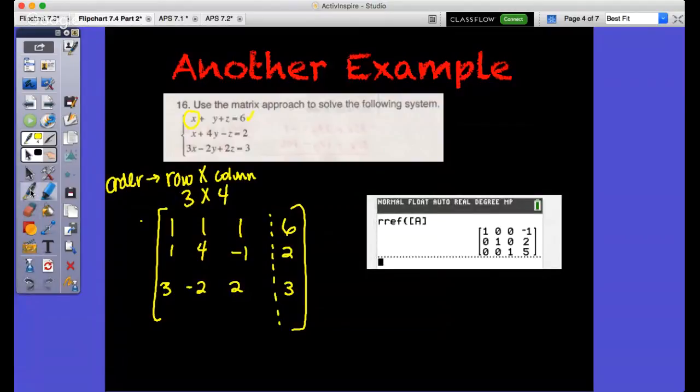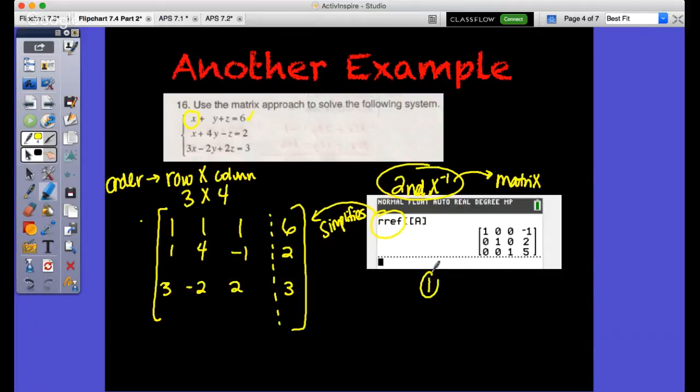Now, real quick, RREF takes this matrix and simplifies it. So you say, Coach, how do I do this? Remember, we're going to second, x to the negative first, which is really our matrix category. So what are the steps? We first edit with row by column.